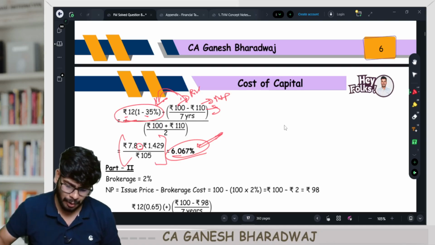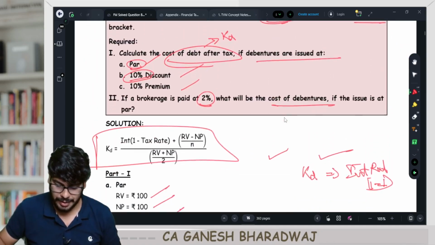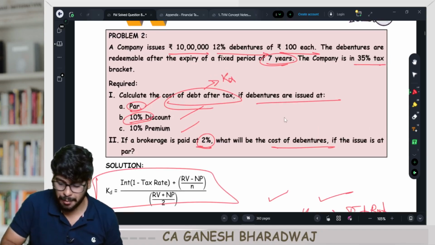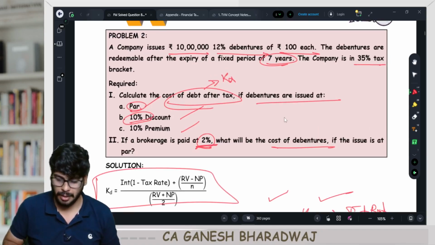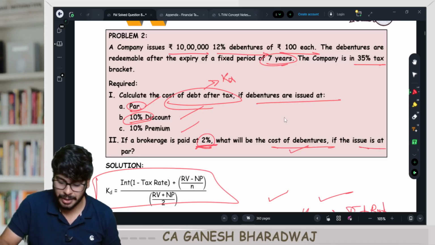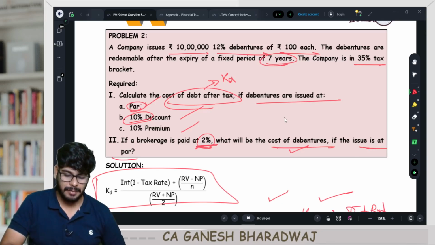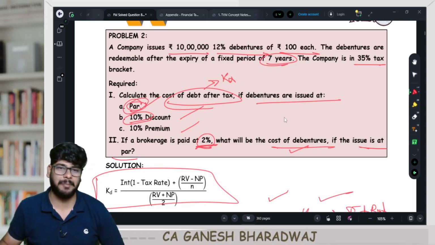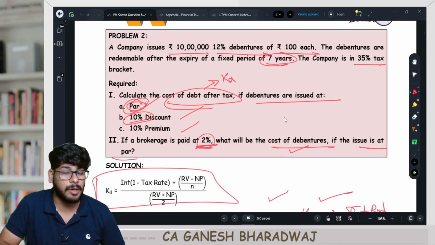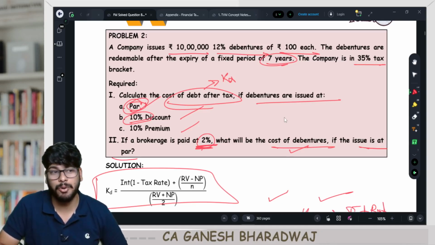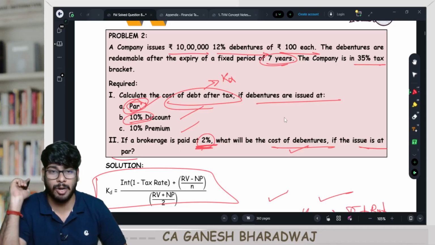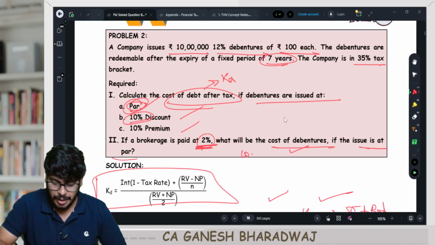Yes. Now, the next part of the question says, assume that the company is paying a brokerage of 2%. And what will be the cost of debentures if the issue is at par? Now let's say we are recomputing, assuming the issue is at par, right? But the only difference is what? You have given a flotation cost, brokerage, which means for net proceeds, what will you do? Issue price of 100 minus flotation cost of 2%. Are you clear with this?